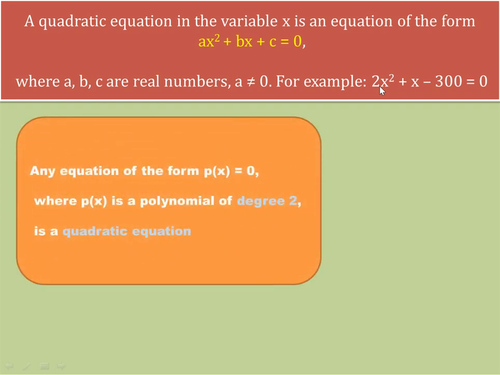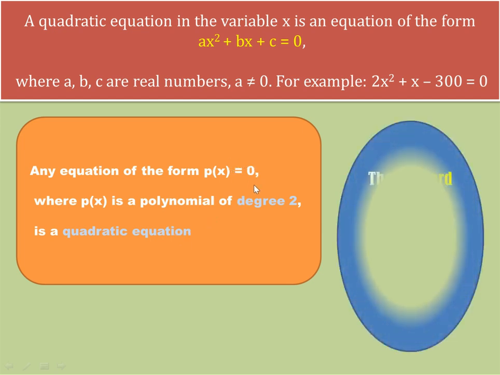Now one more definition, see here. Any equation of the form p of x is equal to 0. P of x means it's a polynomial. It's given here where p of x is a polynomial of degree 2. Okay, second degree polynomial. Then it's called as quadratic equation. Equation means there should be equal to 0. Okay, that's very important condition.